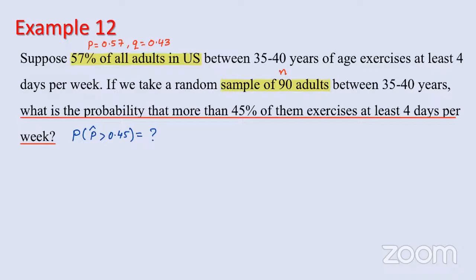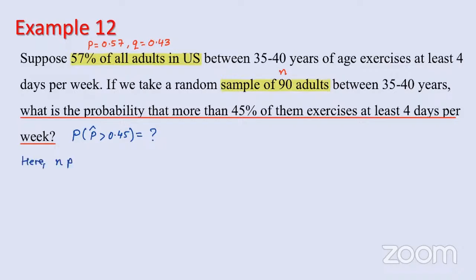So we know that this is a problem on the sampling distribution of proportion. So we want to check first n times p and n times q, whether it satisfies that condition or not. If the condition is not satisfied, we cannot solve the problem. We can solve only if the conditions are true. So let's check it.